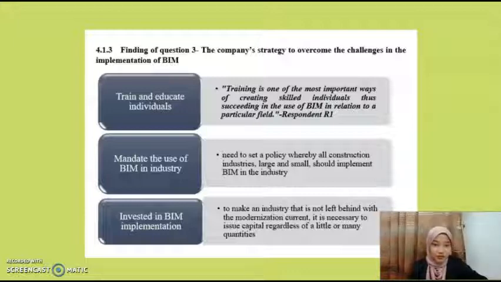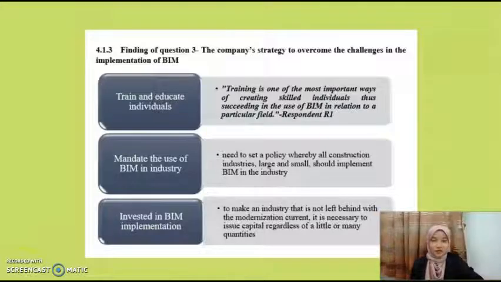Stakeholders need to set a policy whereby all construction industry, large or small, should implement BIM. Respondent 2 stated all industry should have complete BIM requirements, either from the concurrent authority or client, and mandate full use of BIM in the project. To make an industry not left behind with modernization, it is necessary to invest capital regardless of a little or many quantities. This is to produce a better project. Time must also be given to seeking knowledge and expertise in BIM over a long period.